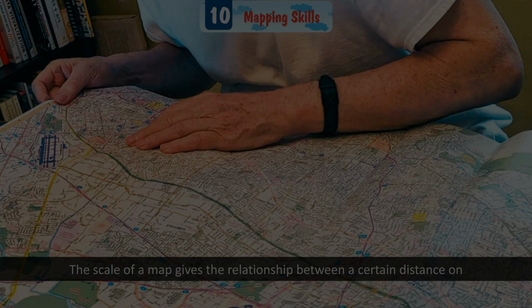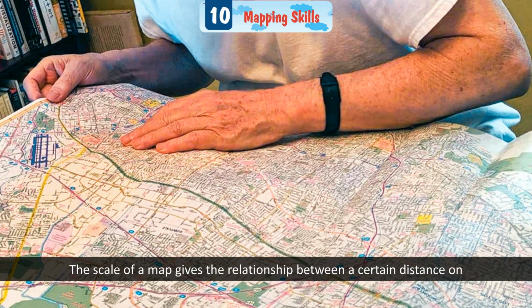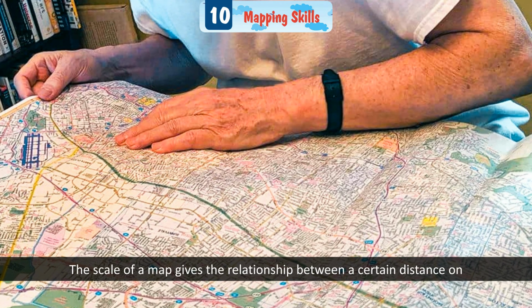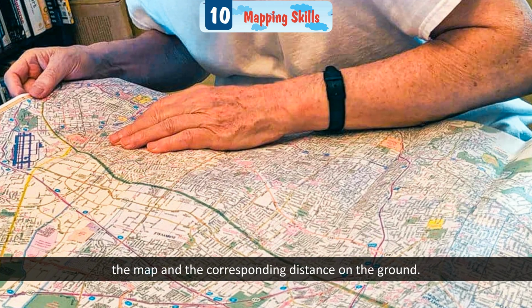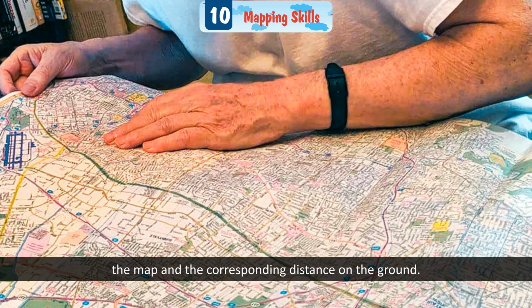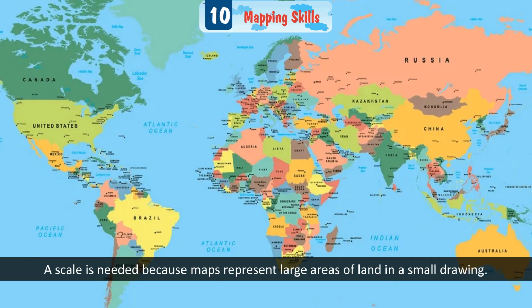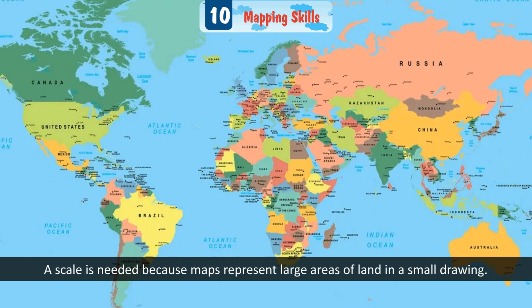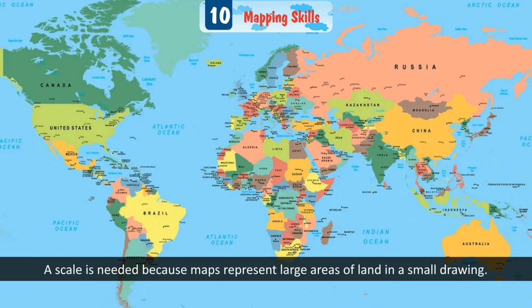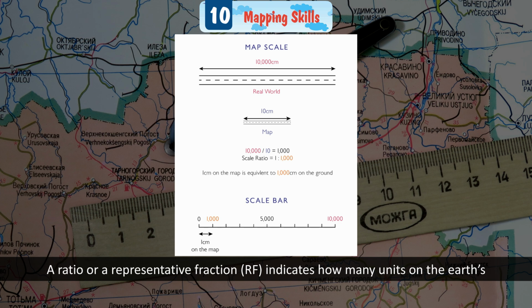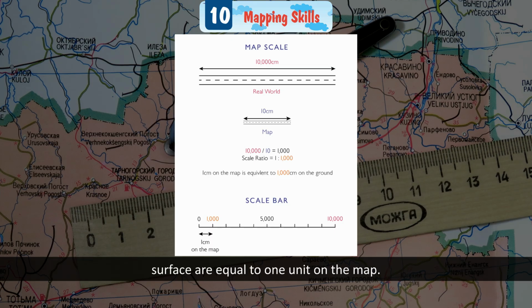Scale of a map. The scale of a map gives the relationship between a certain distance on the map and the corresponding distance on the ground. A scale is needed because maps represent large areas of land in a small drawing. A ratio or a representative fraction, RF, indicates how many units on the Earth's surface are equal to 1 unit on the map. It is commonly expressed as 1 upon 1 lakh or 1 ratio 1 lakh.